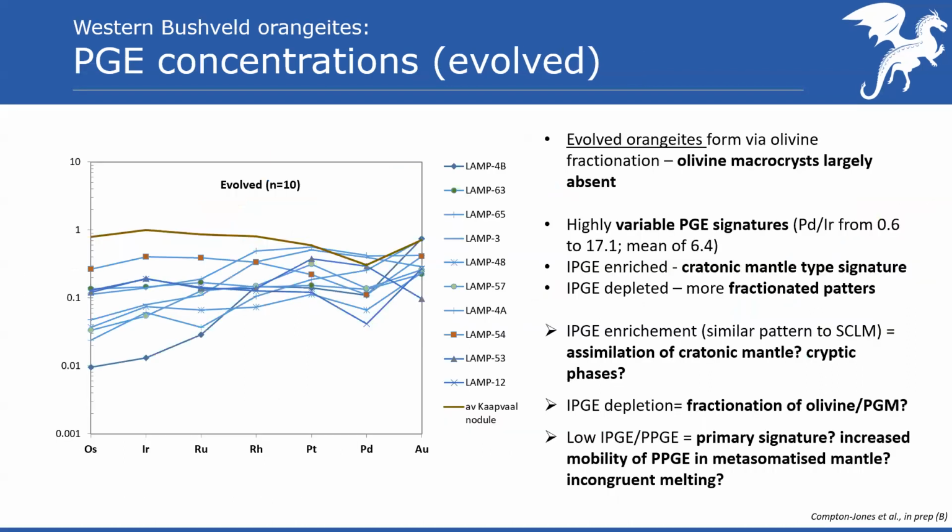So, the weird signatures that we get for the evolved aurangites. These are the samples that contain very little or mostly zero olivine macrocrysts. We have this high IPGE signature that somewhat mirrors the trends displayed by the average Kaapvaal proteolytes. So perhaps we're still seeing the signature of the lithospheric mantle, but in a much more cryptic phase. We're not observing olivine in this sample specifically. So perhaps the lithospheric mantle PGE signature is actually represented by more cryptic groundmass sulfides or PGMs that we haven't been able to pick up on.